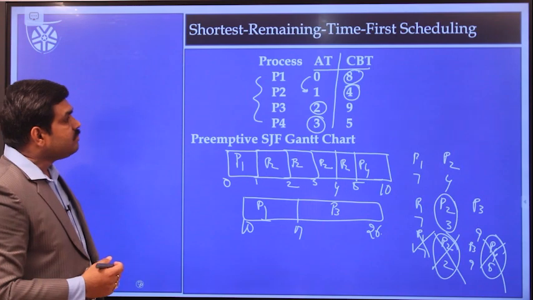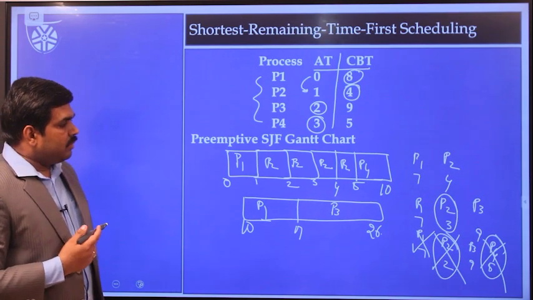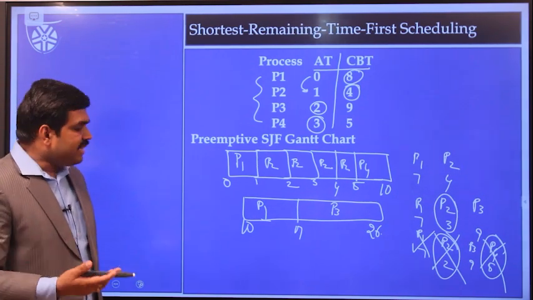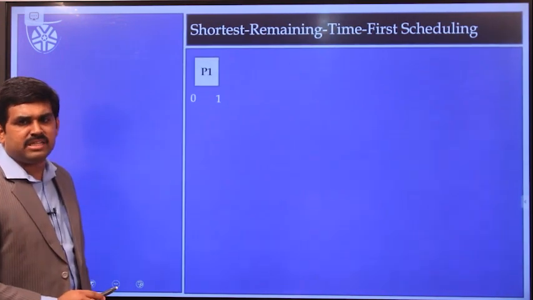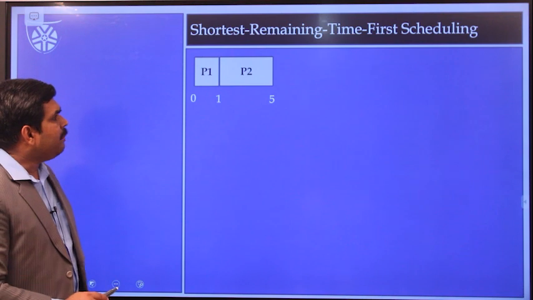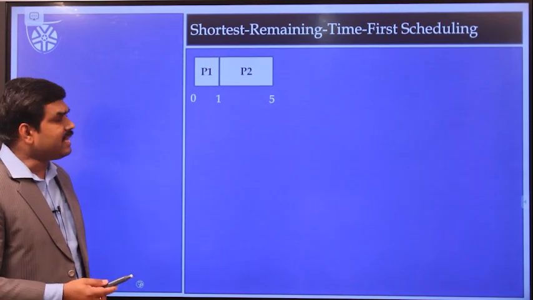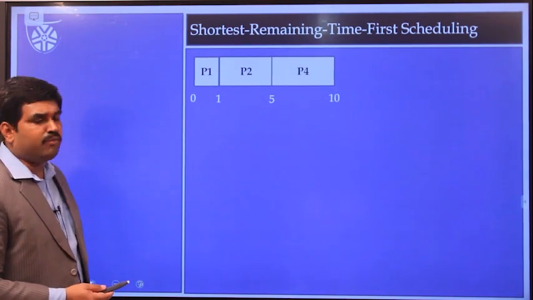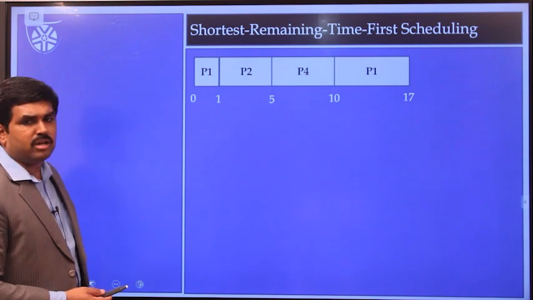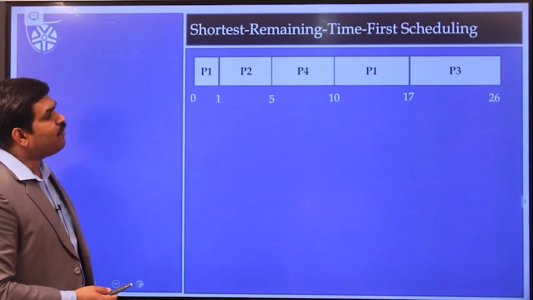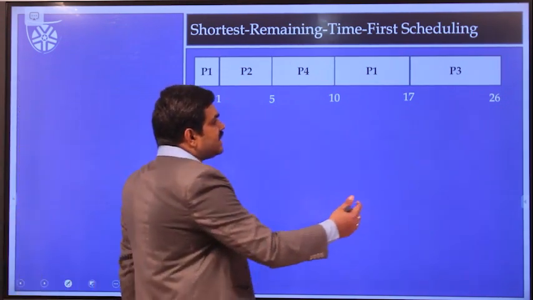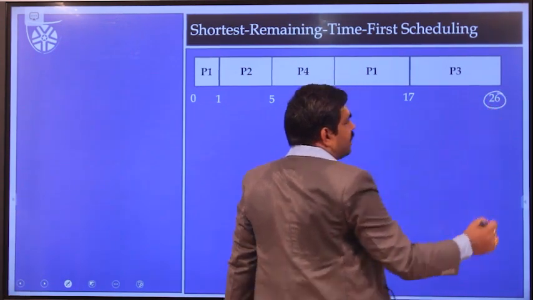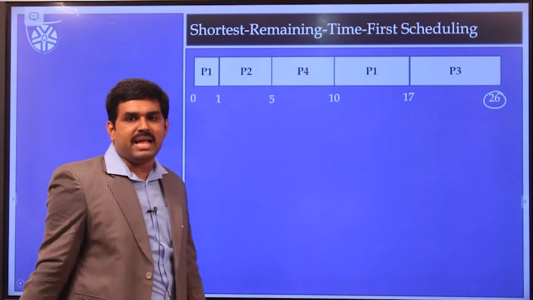Okay, now let us redefine the Gantt chart. Firstly P1 has been assigned the CPU for 1 second, then P2 got the CPU for 4 seconds, then P4 got the CPU for 5 seconds, then P1 got the CPU for 7 seconds, and then finally P3 got the CPU for 9 seconds. After 26 seconds of time, all processes have completed the execution.